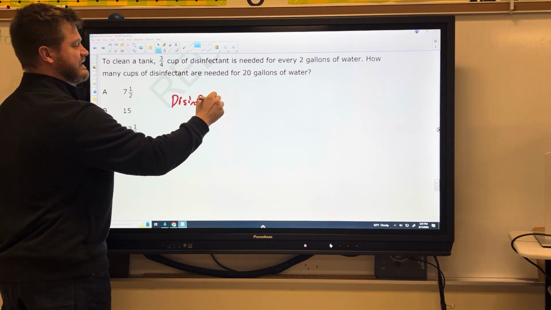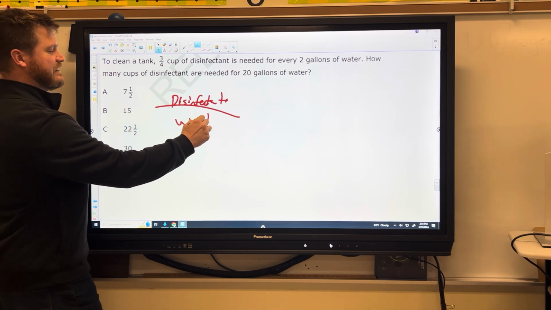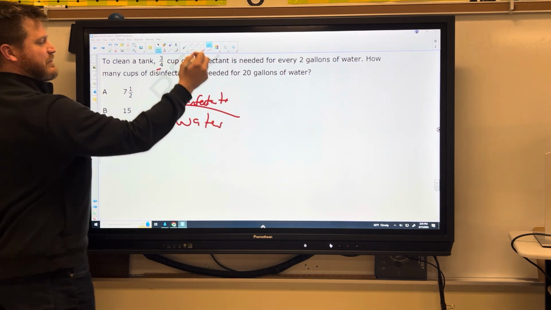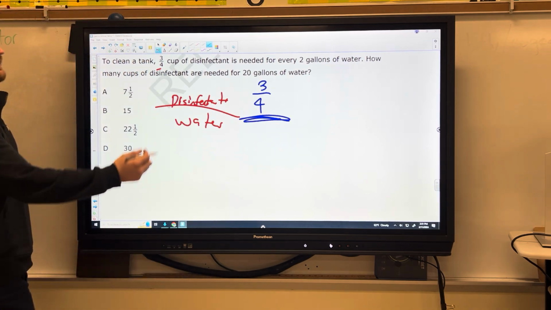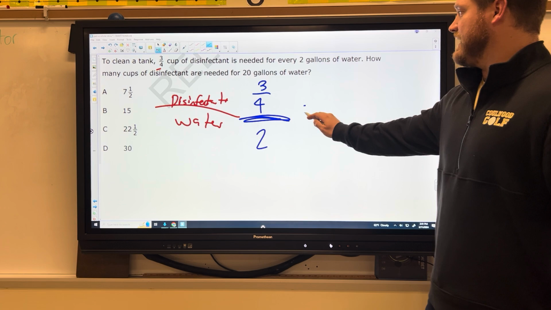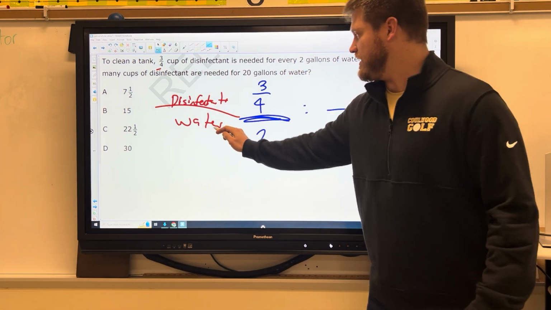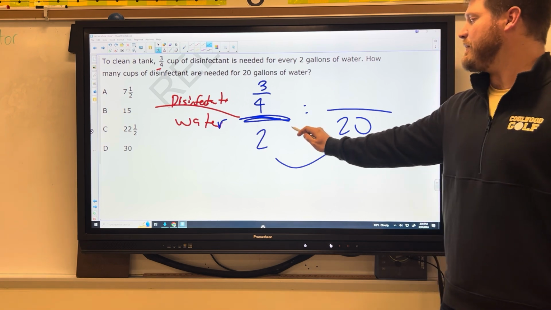Disinfectant over water. How much disinfectant? Remember, you can make a fraction within a fraction. That's okay. It's 3/4 for every 2 gallons. And the last number they give us is 20 gallons of water. I have water on the bottom. 20 is here. 2 to 20, we multiply by 10.